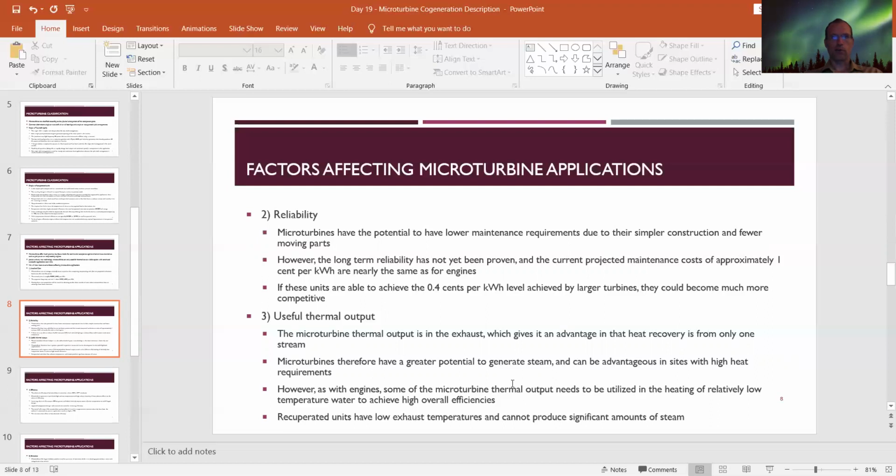Third factor is the useful thermal output. As you put the gas through this microturbine, you get some power generated by the turbine. You also get some exhaust gases, and those exhaust gases are generally very hot. Because of that, you can attach a heat recovery unit to the end to get additional energy out. So in addition to the electrical generator, you can also have a heat recovery system. They have a greater potential to generate steam, which can be advantageous in sites with high heat requirements.